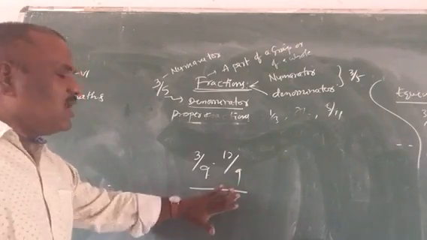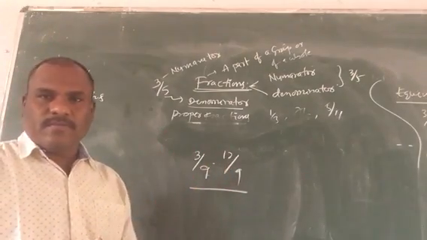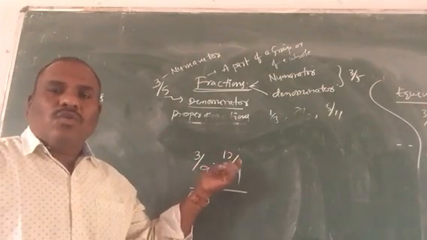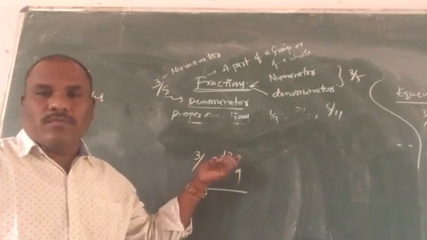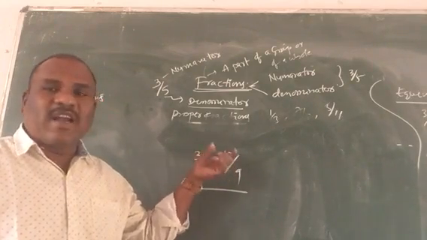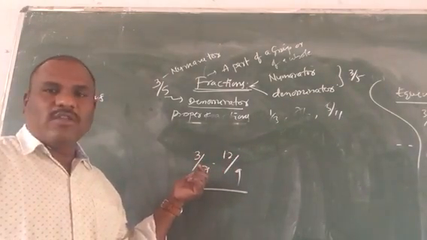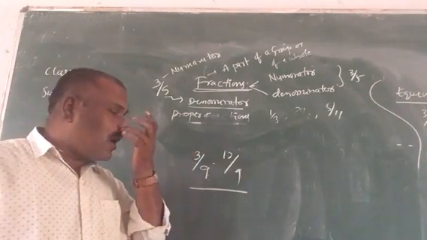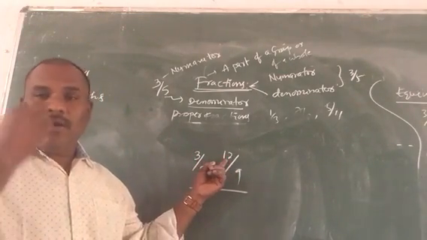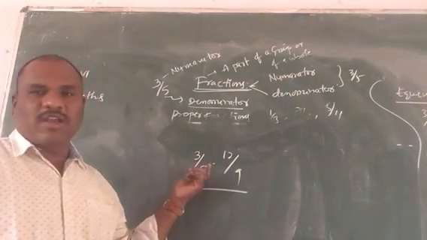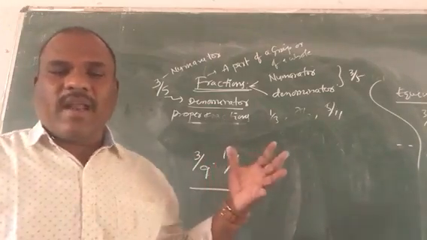In these fractions, which one is the greater fraction? The fraction whose numerator is greater is called the greater fraction compared to the other fraction. So that is how we compare like fractions.